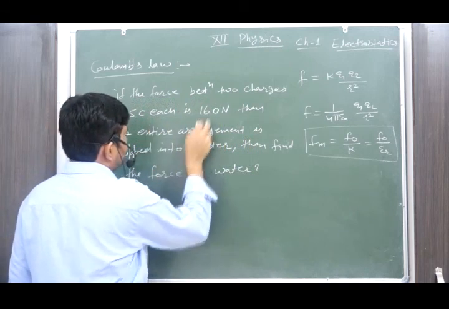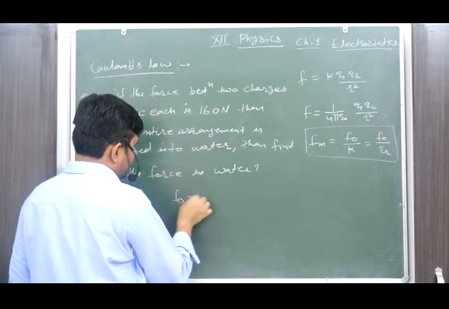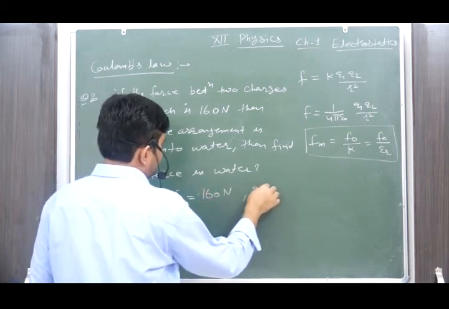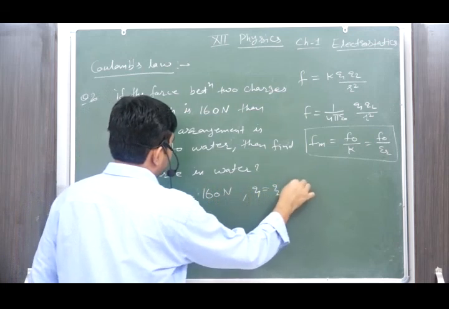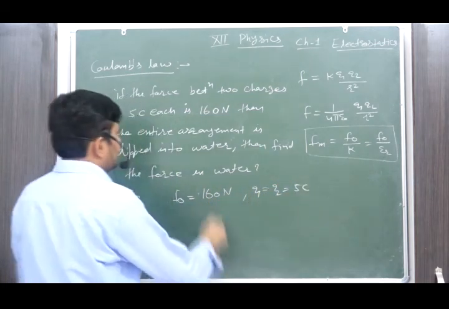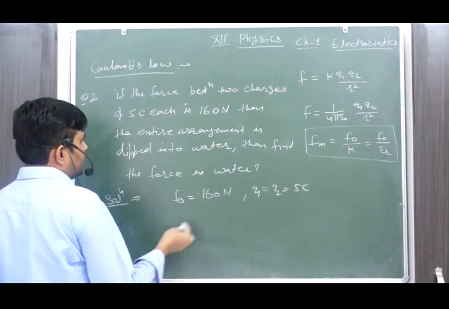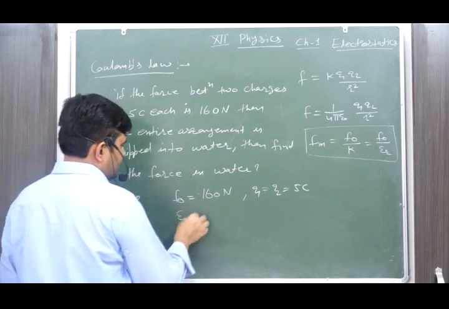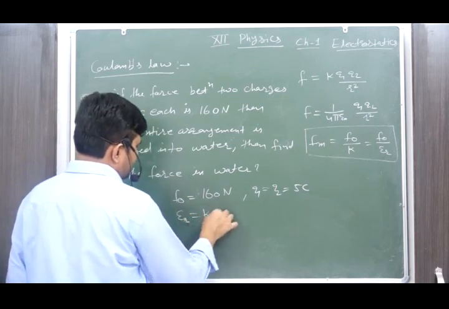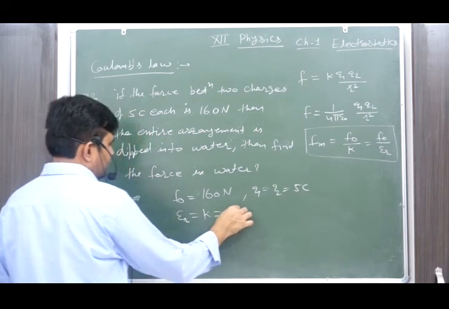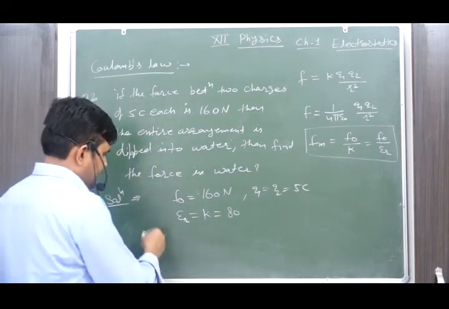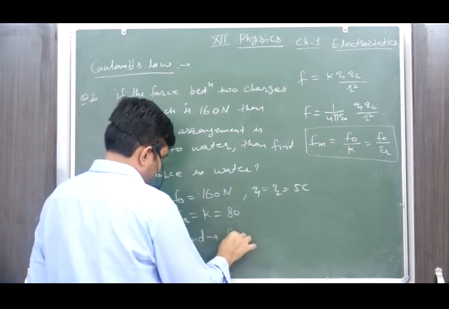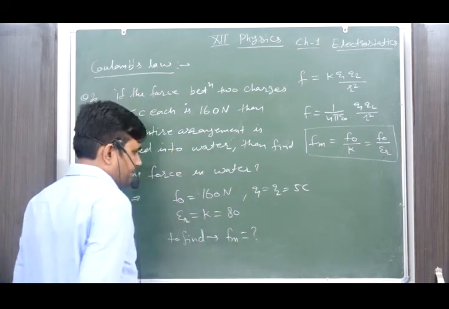The force between the two charges, F naught, equal to 160 newtons, as well as the values Q1 equal to Q2 equal to 5 coulomb. Then the water: here we need the relative permittivity, or the dielectric constant, of the water. We know that it is equal to 80. Now to find Fm, the force in the medium.